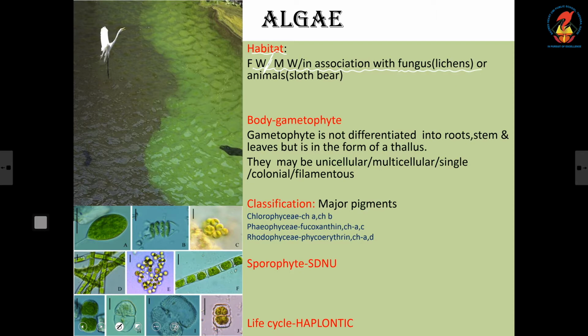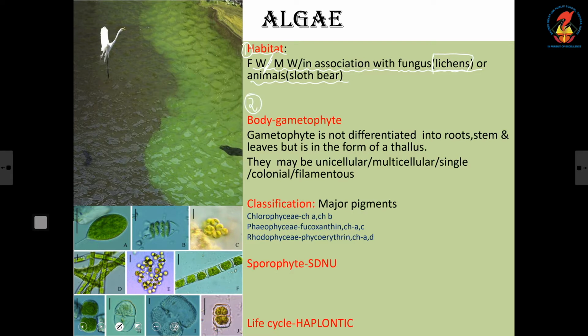Also they are found in association with fungus. We have learned the association of algae and fungus is called lichens, and there is a give and take policy in this. Also it is found in association with the fur of certain animals like the sloth bear. You can see the bear is furry, but here you can see in sloth bear it is covered with a lot of algae. So once again the habitat, it is found in fresh water or marine water, or in association with fungus, then it is called lichens, or in association with the fur of animals like the sloth bear.